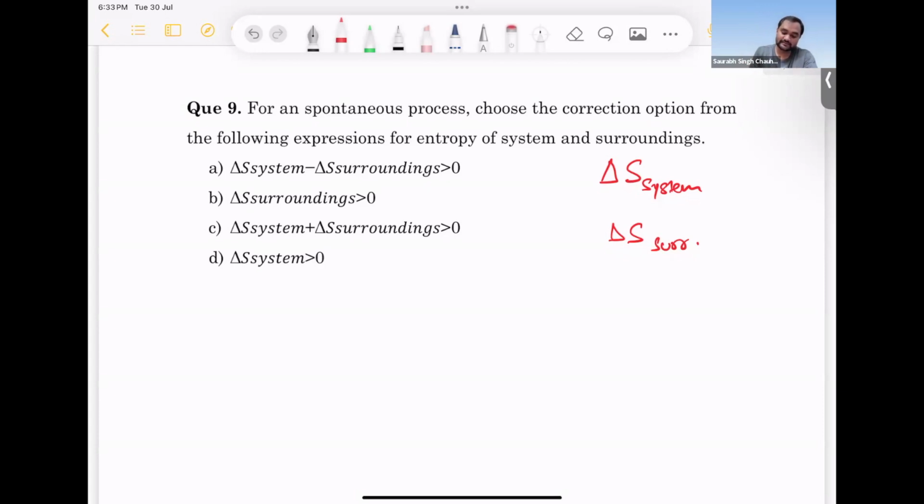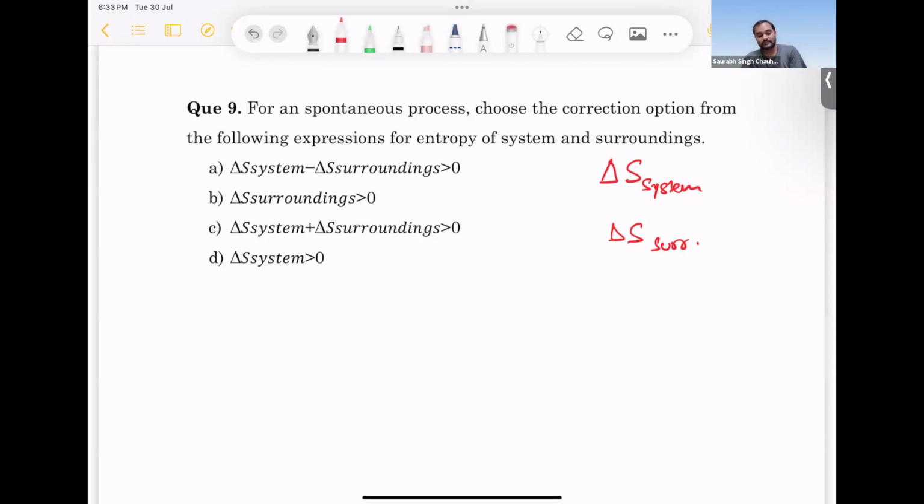Option A says entropy change of system minus entropy change of surrounding will be positive. Option B says that entropy change of surrounding will be positive. Option C says that entropy change of system plus entropy change of surrounding will be positive. And the last option says that entropy change of system will be positive. So which one of these is correct? I think everyone can easily answer this question.